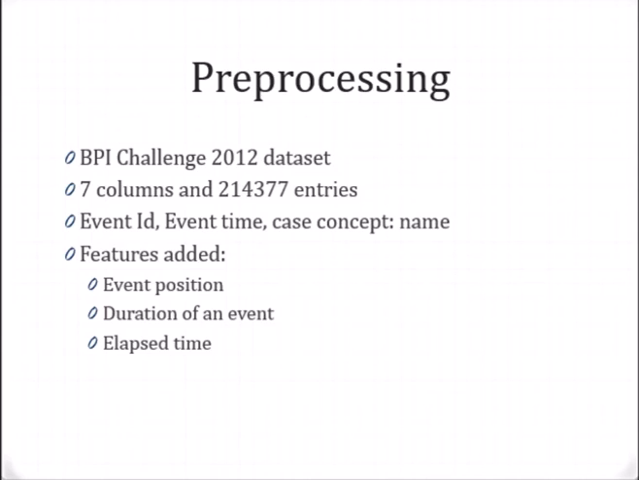The CSV file contains 7 columns and 214,377 entries. It has columns like event ID, event time, and case concept name. For the pre-processing, various features were added, such as event position, by grouping the events by the case and then cumulative counting over the amount of events in a case. Additionally, a second feature showing the duration of the event, by getting the time difference between the two events, was added, as well as a feature displaying the elapsed time since the beginning of the case.